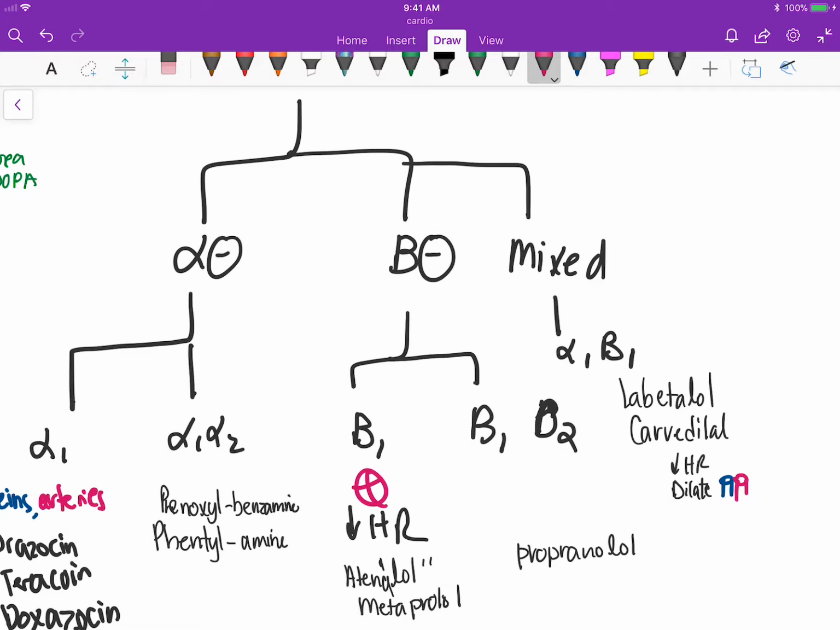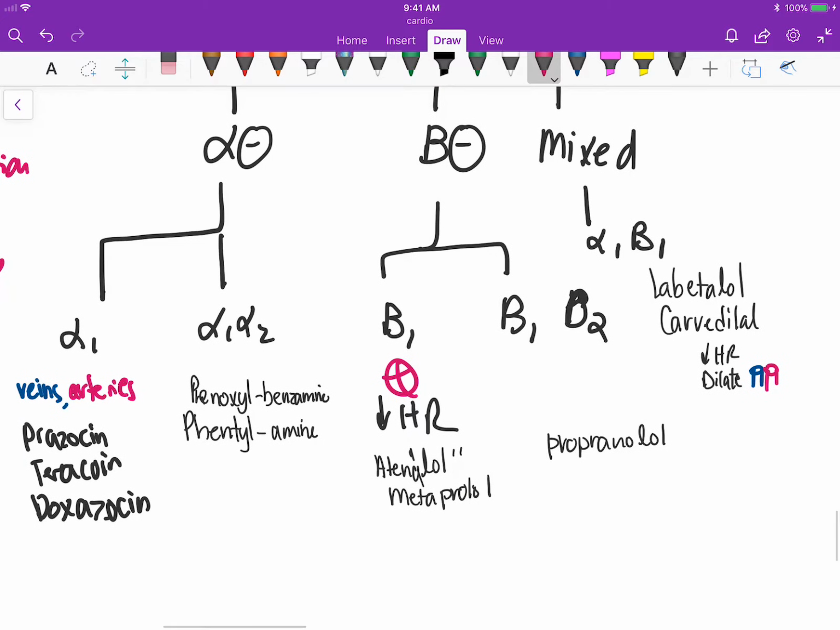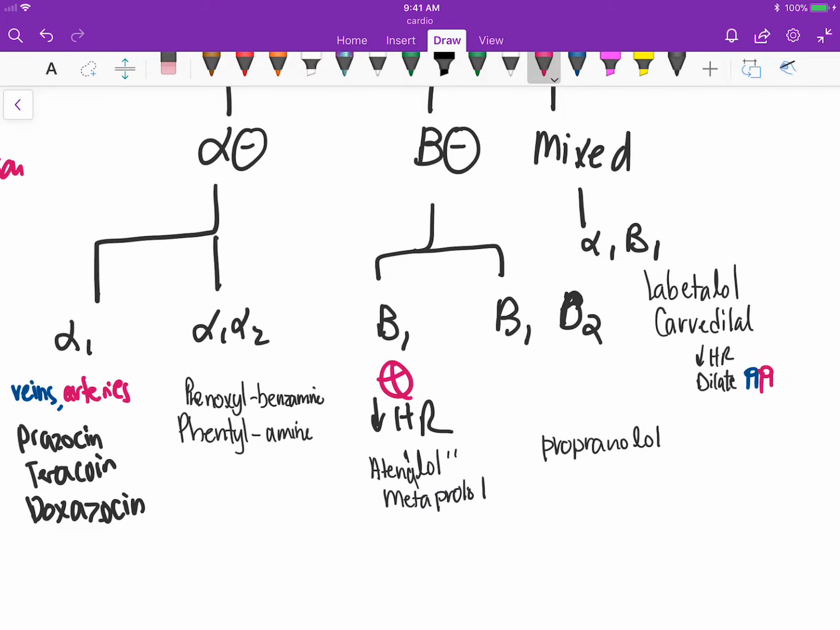So the alpha 1 and beta 1 blockers are a little bit dangerous. If you block the alpha 1, then you dilate the arteries and the veins. And the alpha 2 blocker means that you are pretty much inhibiting your norepinephrine feedback, right?